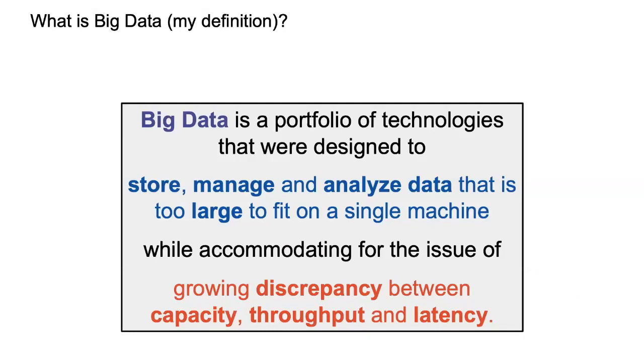So what is big data? It's basically technologies that were designed to solve that problem, to solve the issue that the data we have grew with a discrepancy between capacity, throughput, and latency. That's pretty much it. Everything else is basically a very natural consequence of this. So that will follow us during the next 13 weeks.